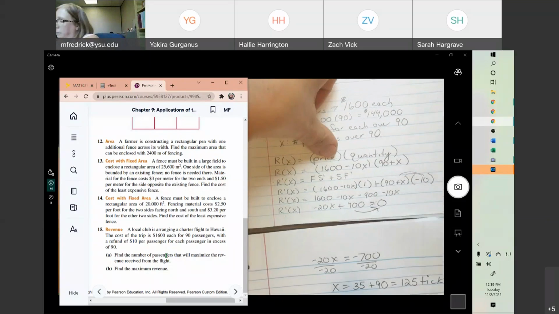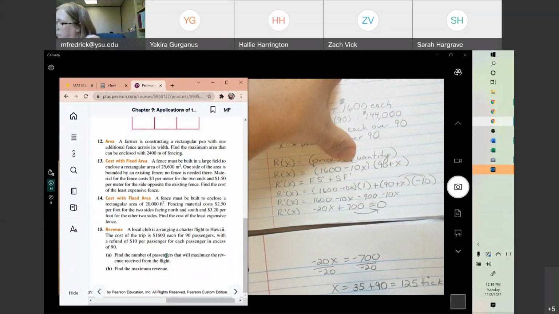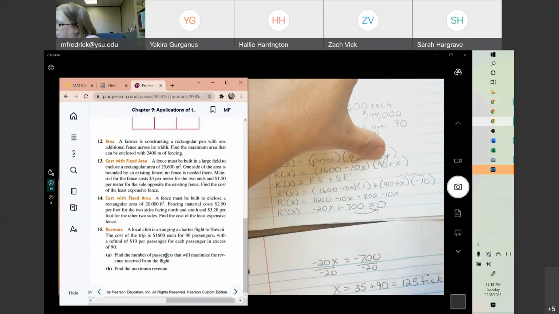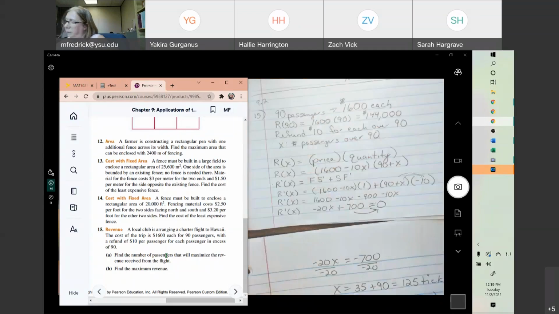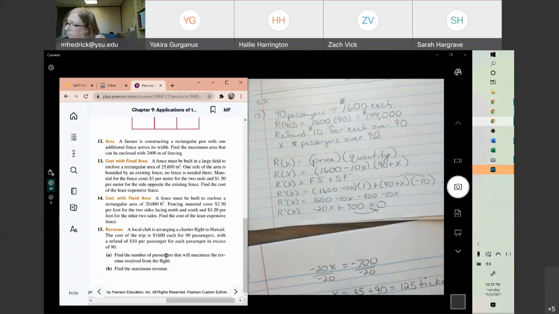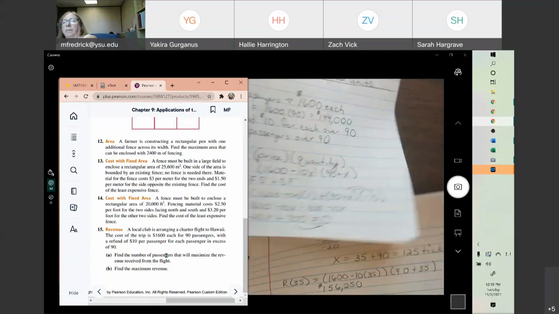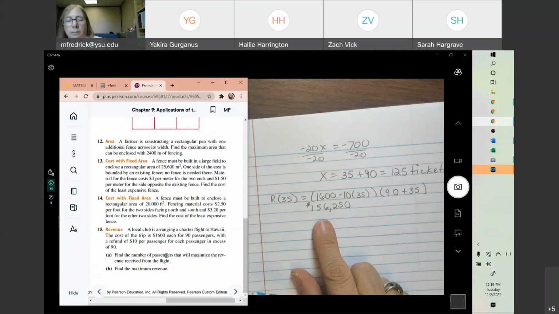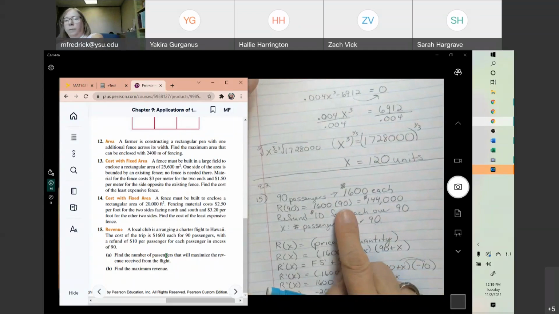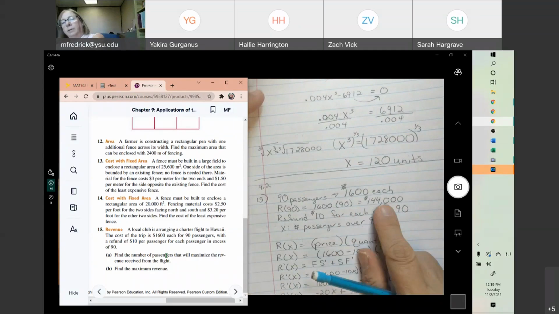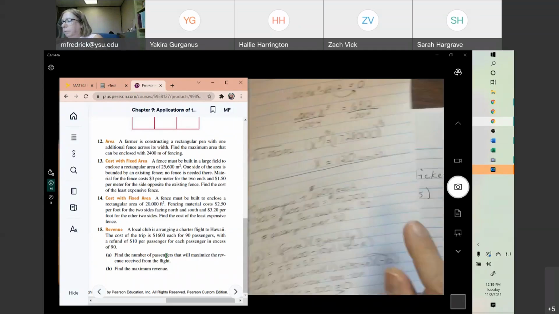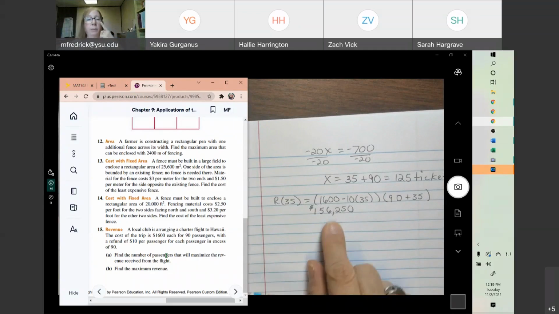And to find your revenue, 1600 minus 10 times 35 and 90 plus 35. We would plug in here. So even though we're taking off the price, we're only putting 90 people at 1600, that's 144,000. This is 156,000. So the people are paying less and we're making more.